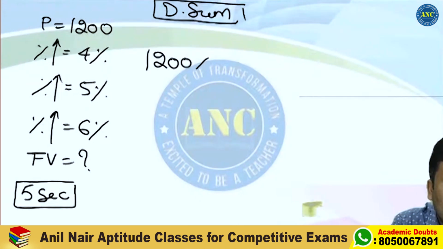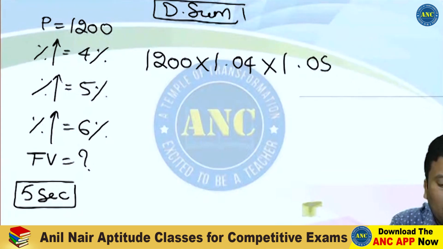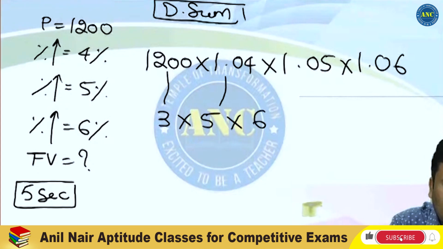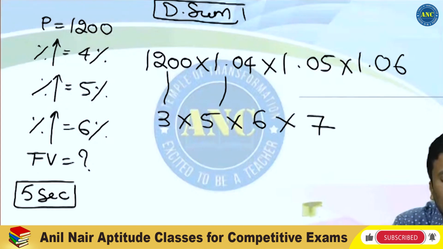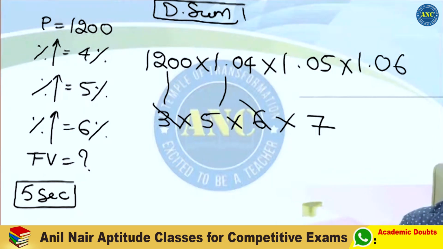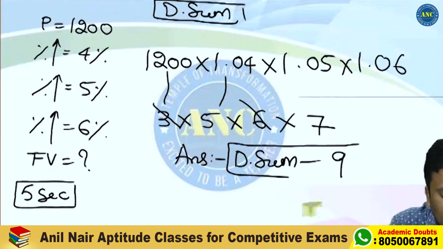Initial value is 1200. 4% increase 1.04, 1.05 and 1.06. This is nothing but digital sum 3. This is nothing but 5. This is nothing but 6. This is nothing but 7. Digital sum is the sum of the digits until you get a single digit number. 6 3s are 18. 18 digital sum is 9. 9 into any number 9. Answer digital sum should be 9.